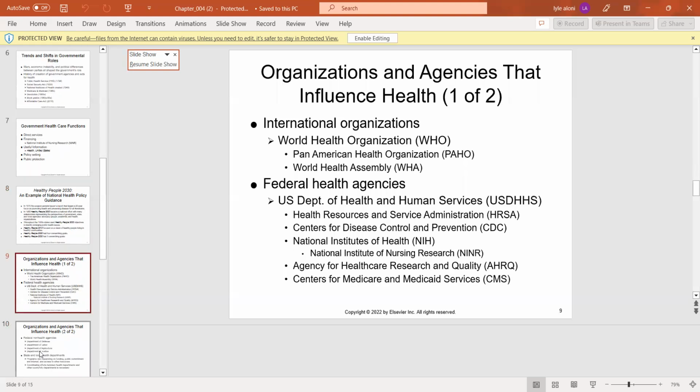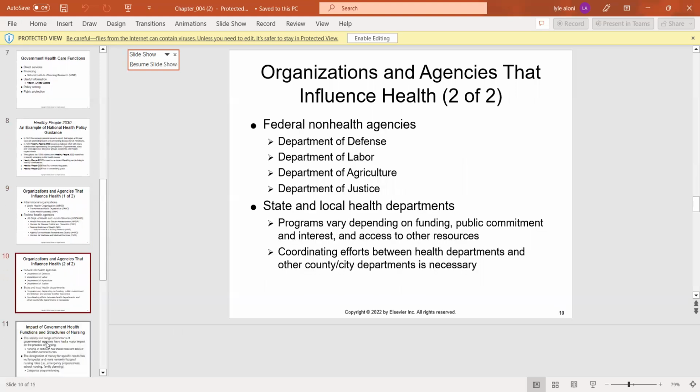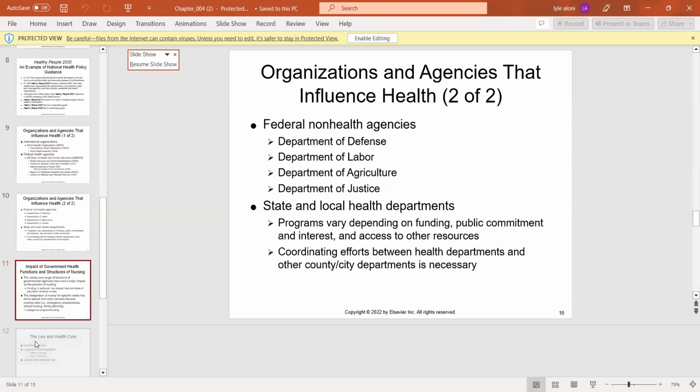We have organizations and agencies that influence health. We have our international one, the World Health Organization. We have our federal health agencies like the U.S. Department of Health and Human Services, National Institutes of Health, and Centers for Medicare and Medicaid. We have our Department of Defense, and the Departments of Labor, Agriculture, and Justice, all of which have an influence on our health, as well as our state and local programs coordinating efforts between health departments and counties and cities.